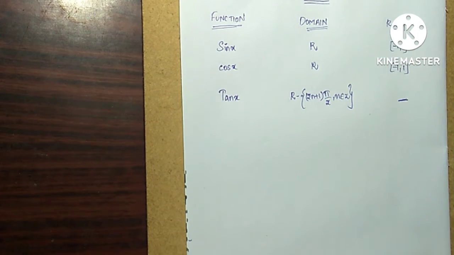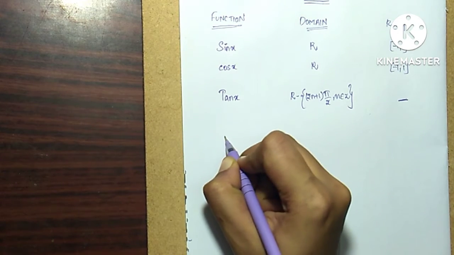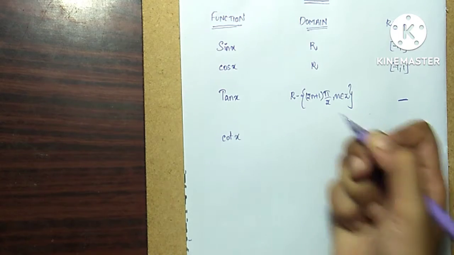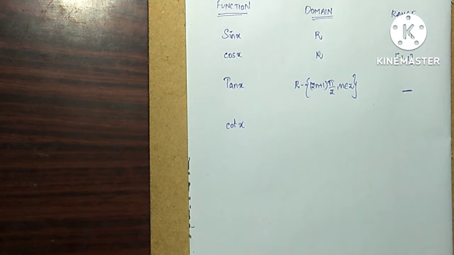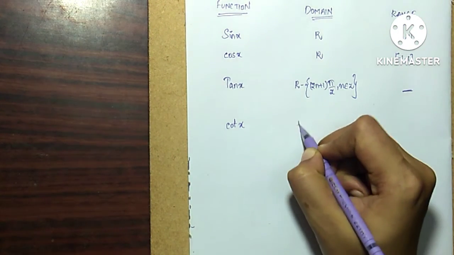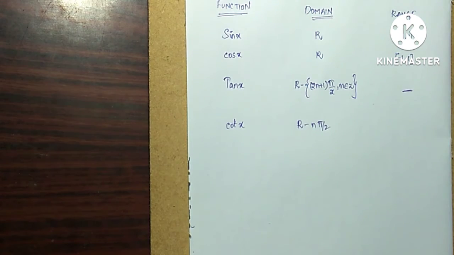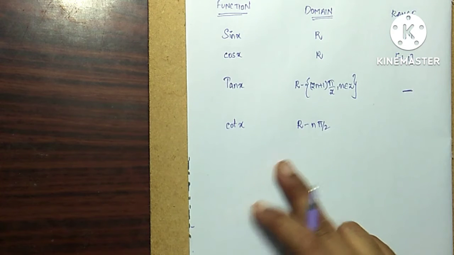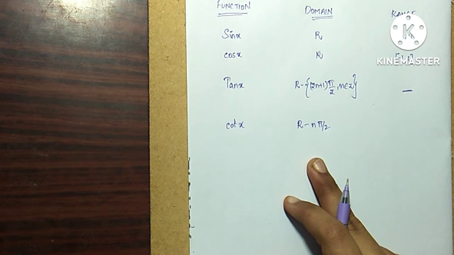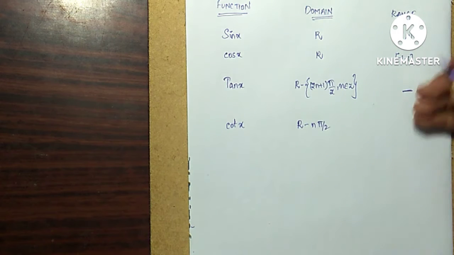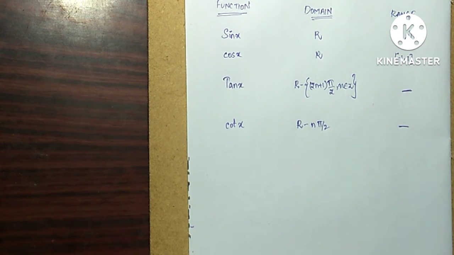Next, we will jump to cot x. What is the domain of cot x? R minus nπ/2. Again, the domain of cot x is R minus nπ/2. There is no range for cot x also.